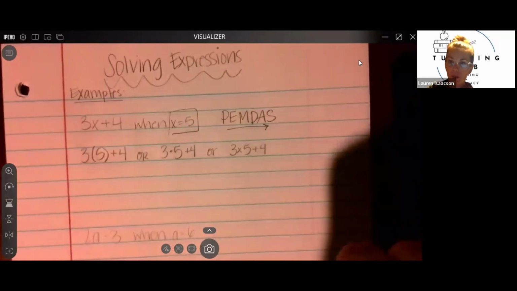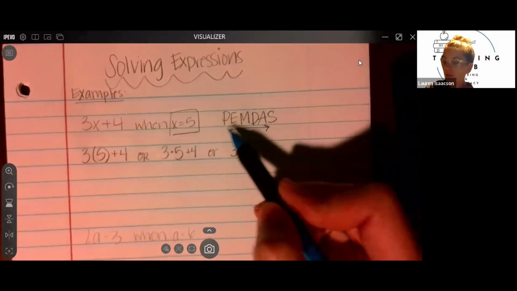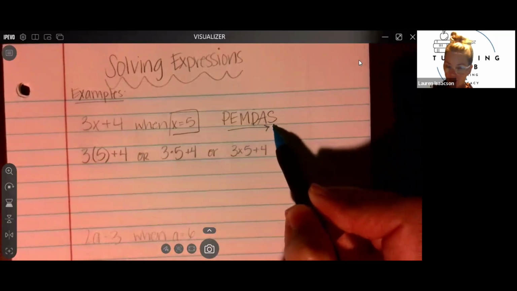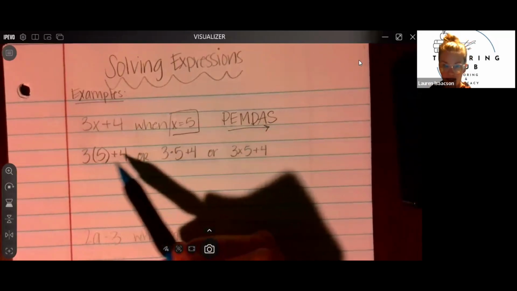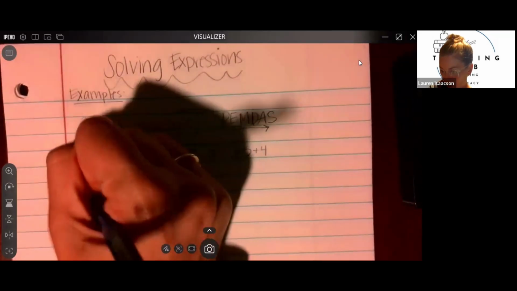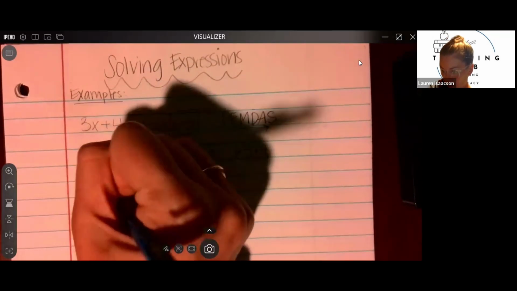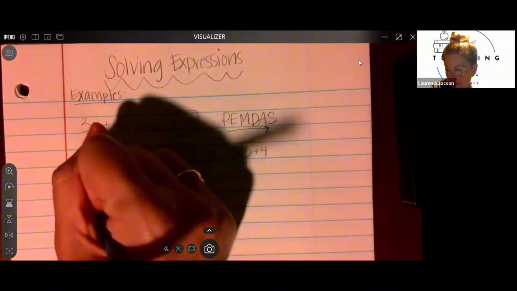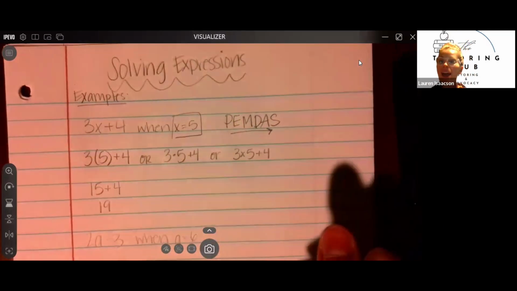So now we do our order of operations. So left to right, parentheses, exponents, multiply, divide, add, subtract. Okay. Well, here I'm just multiplying and then adding. Okay. So 3 times 5 is 15. So now let's rewrite it. So 15 plus 4. And then what's 15 plus 4? Well, that's 19. And we solved that easy.